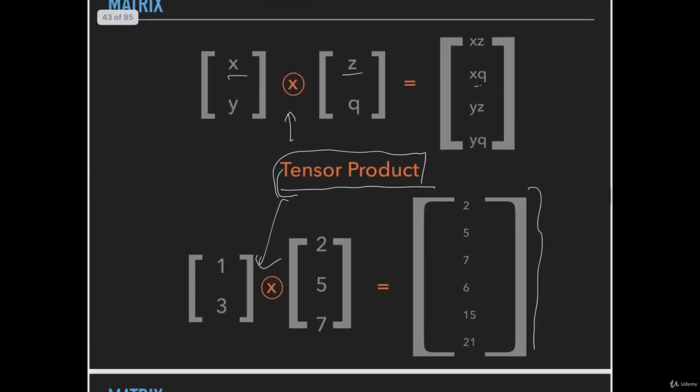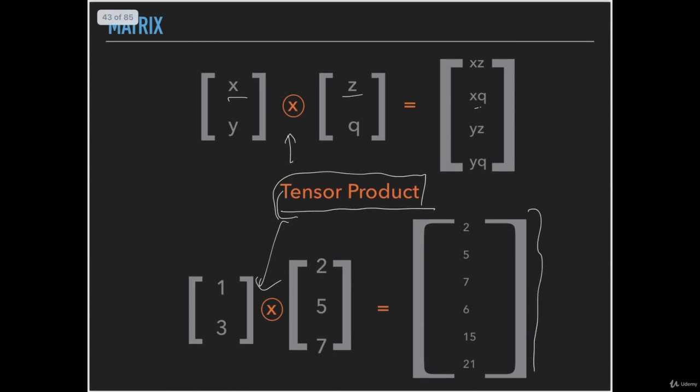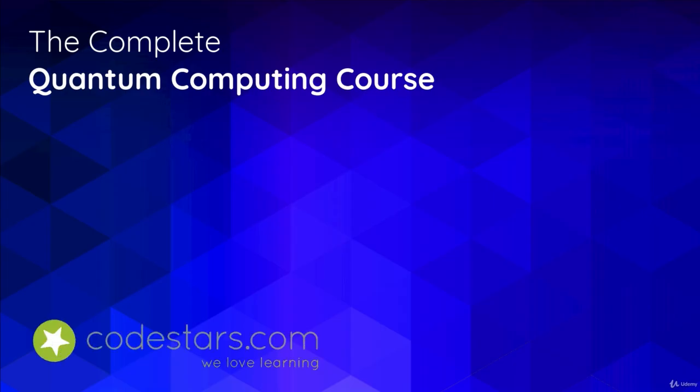So that's it for the many operations on matrices, but we have some other important stuff about matrices as well. So we're going to stop here and continue within the next lecture, starting with the identity matrix.